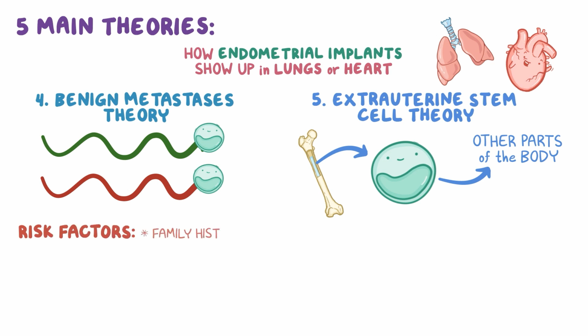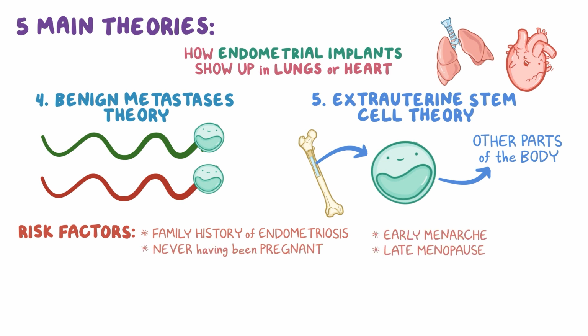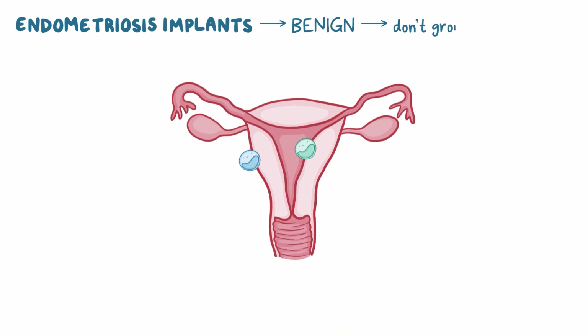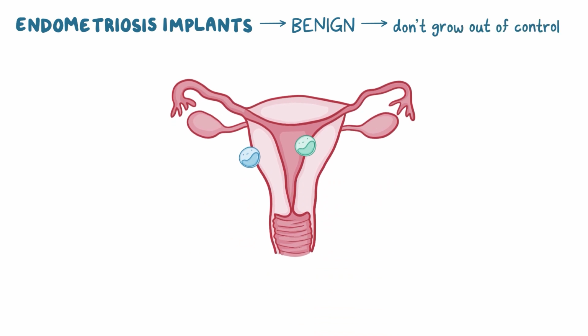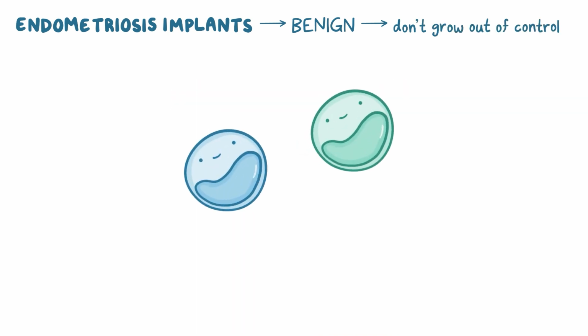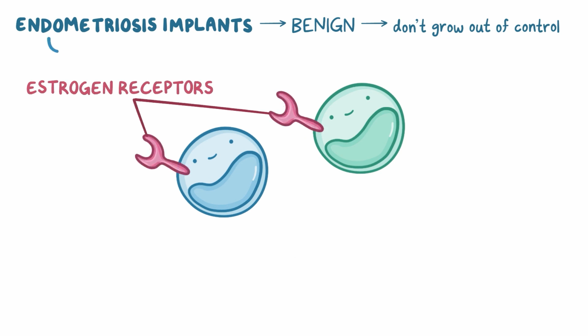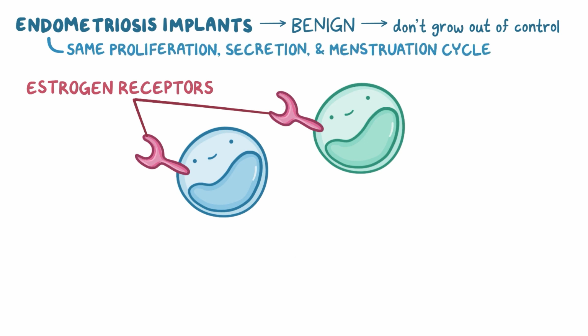These include a family history of endometriosis, never having been pregnant, early menarche, and late menopause. Now, whatever the cause, endometriosis implants are benign, so they don't grow out of control like cancerous cells. However, because they're functionally the same as the epithelial cells found within the uterus, they have the same estrogen receptor, so they go through the same proliferation, secretion, and menstruation cycle, just like the normal endometrial cells.